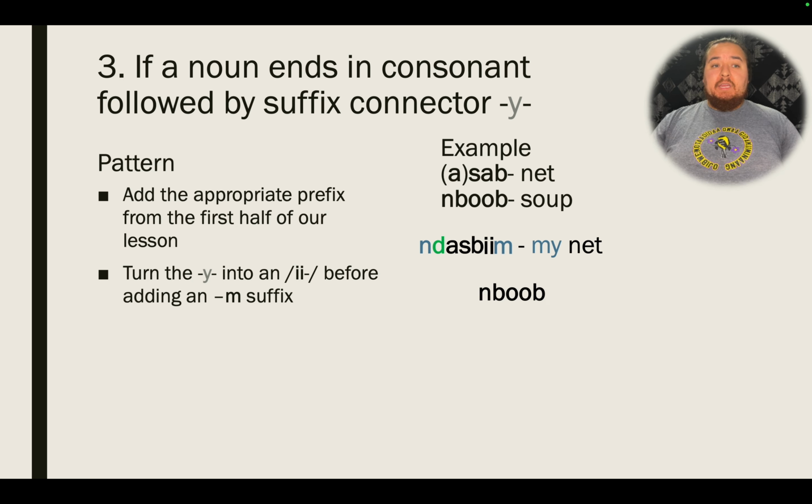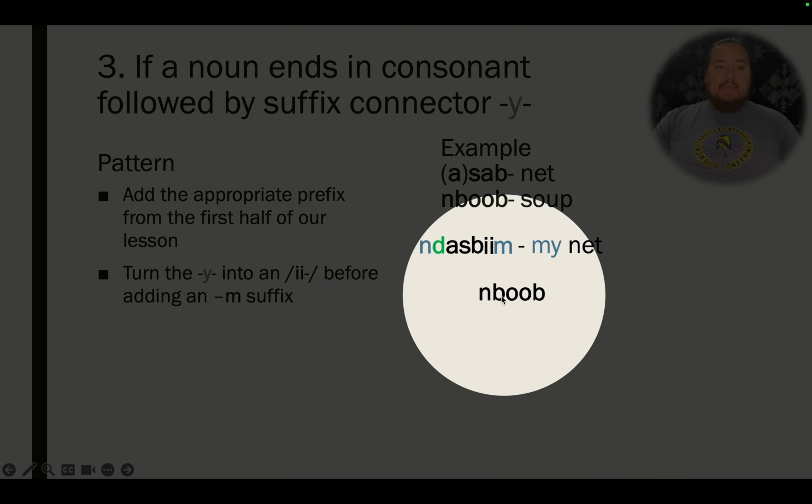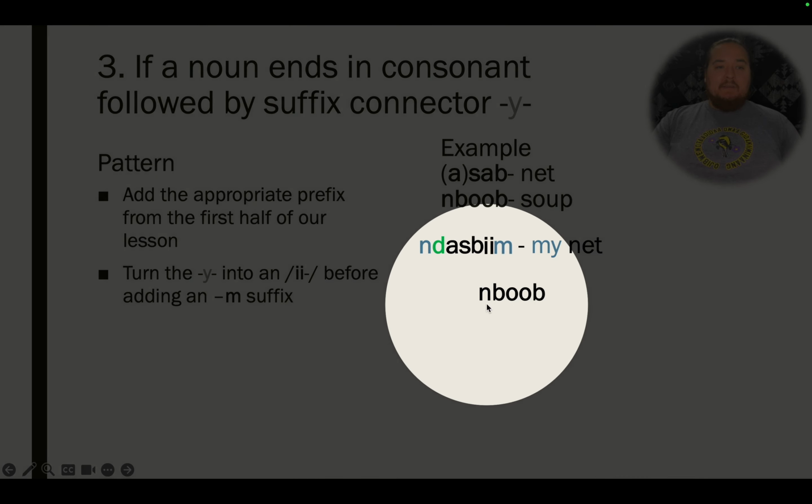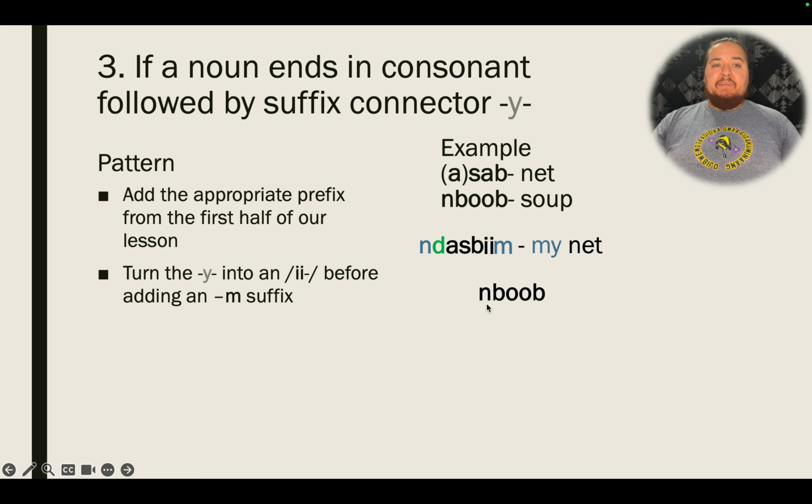For the next one, bob. Now because this noun starts with a cluster of consonant sounds at the beginning, N and B right here, it's going to be really difficult to add an N or G sound in front. So we're going to use our extended pronoun, do, followed by a G sound for our personal prefix.